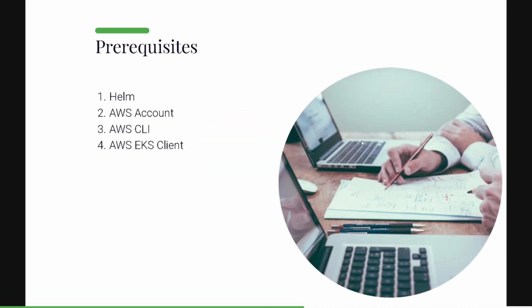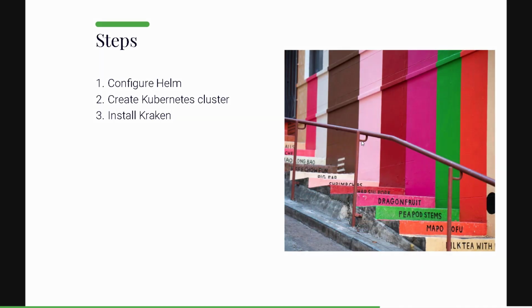First, you have to install Helm. Helm is the package manager for Kubernetes, and you should have a valid AWS account, which is free to create. You will get lots of resources for free up to 1 year based on the terms and conditions from AWS. You can check it out while signing up, and you need to install the AWS CLI, command line interface, and also the AWS EKS client in your Windows machine. Once these prerequisites are fulfilled, then you have to follow these steps.